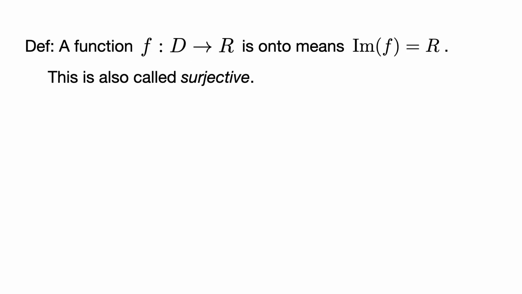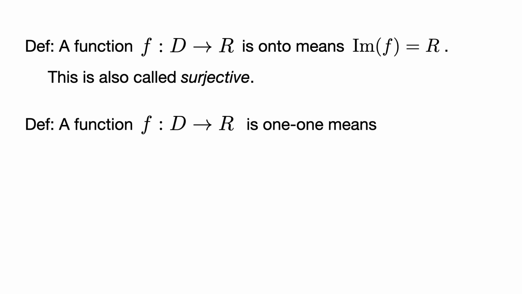Okay, let's talk about some more properties of functions. Here's a definition. A function f that maps the domain D to range R is onto means the image of f is equal to the range. This is also called surjective. So what is onto or surjective? It means that you can get to every element of the range. There's at least one input for each element of the range.